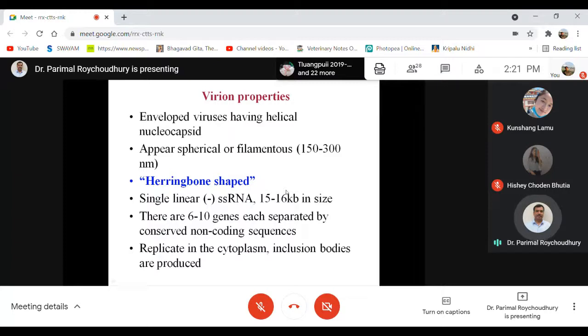Now, coming to the nucleic acid, the size is not too big compared to what we discussed previously. It is 15 to 16 kilobases, a moderate-size genome, and it codes for 7 to 8 different proteins, and that's all for the virus. The genome is negative-sense, single-stranded RNA, a single molecule, non-segmented. That's why they are Mononegavirales, negative-sense RNA viruses.